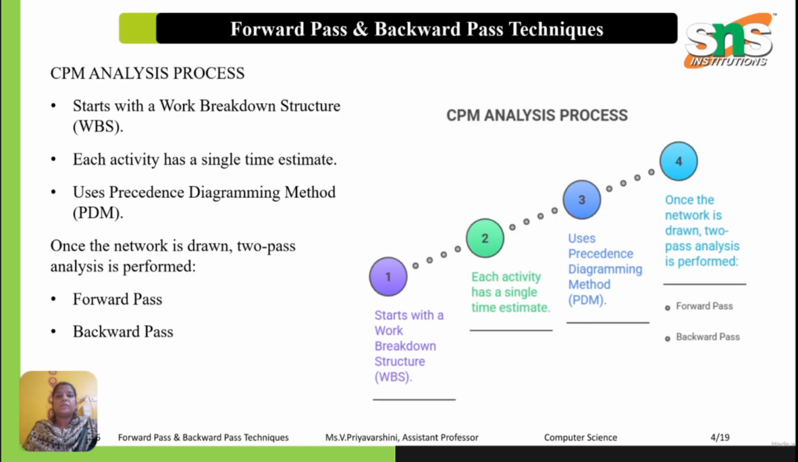Next is the CPM analysis process. The CPM process starts with creating a work breakdown structure, or WBS. WBS divides a project into smaller activities. The process involves listing all the activities, defining their durations, identifying dependencies, drawing the network diagram, performing the forward pass, performing the backward pass, and identifying the critical path. This systematic approach helps in effective project planning.